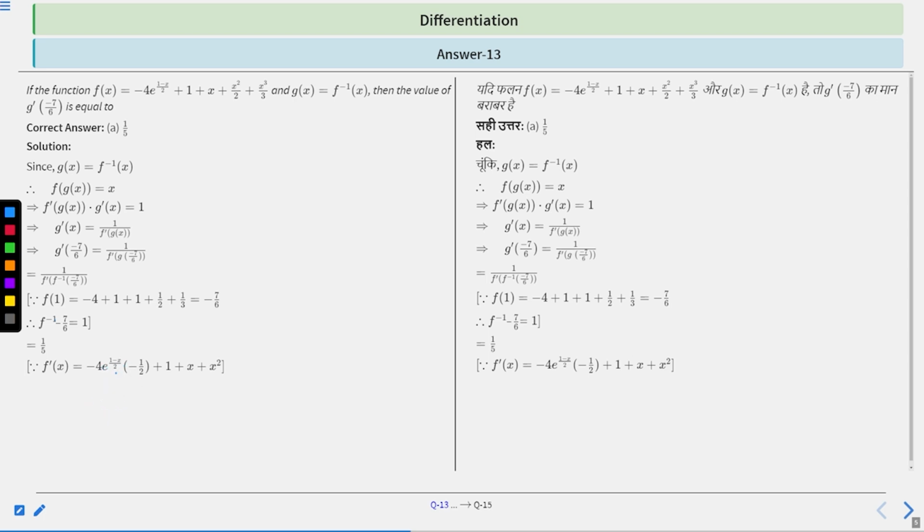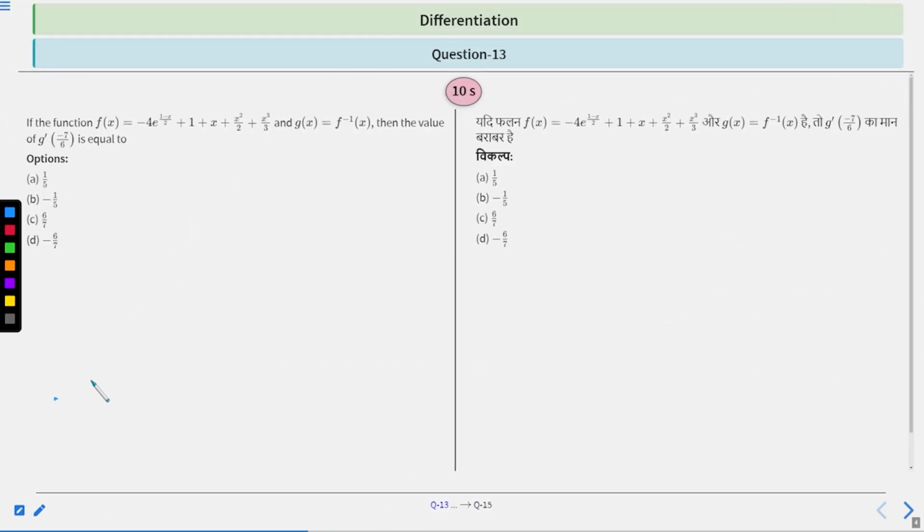So what will be f dash 1? Let's put x equal to 1. Minus 4, this exponential is e to the power 0, into minus 1 by 2, which will be 2, and this is 1 plus 1, that is 3. So f dash 1 is 5. Therefore, g dash minus 7 by 6 is equal to 1 upon f dash 1, which is 1 upon 5. So the answer is basically 1 by 5. I think option A is the right choice.